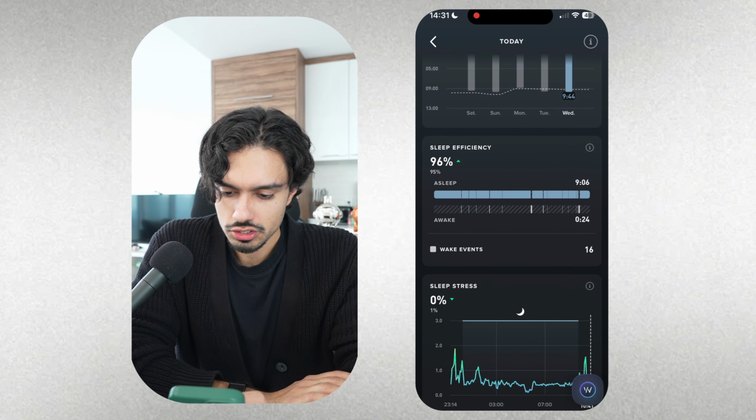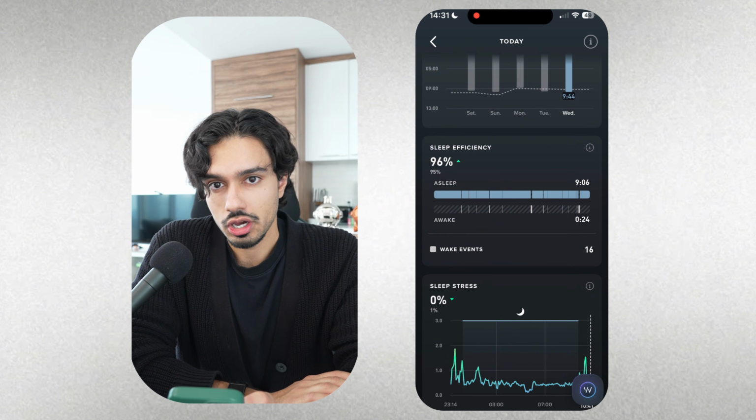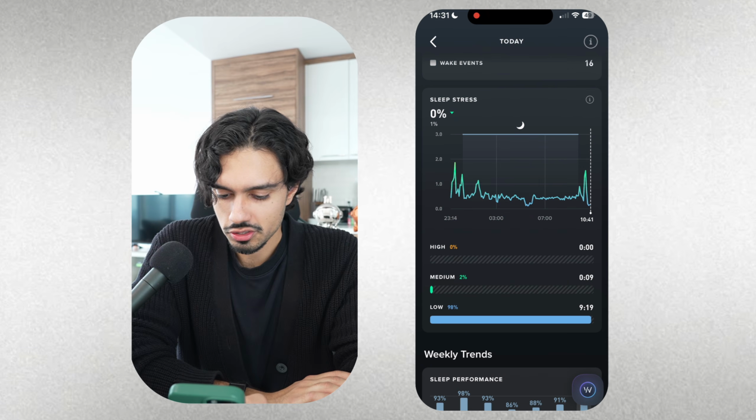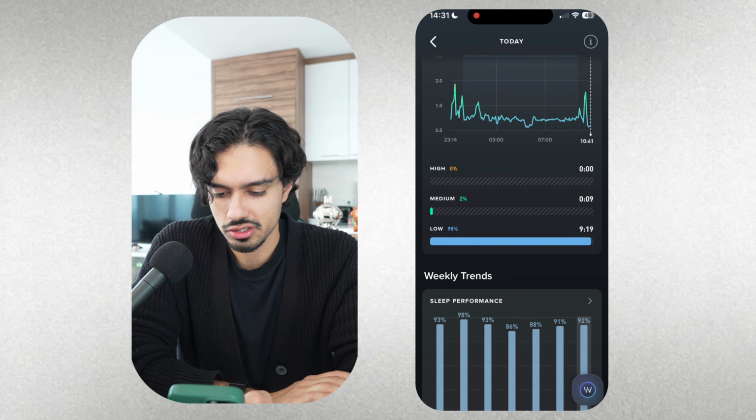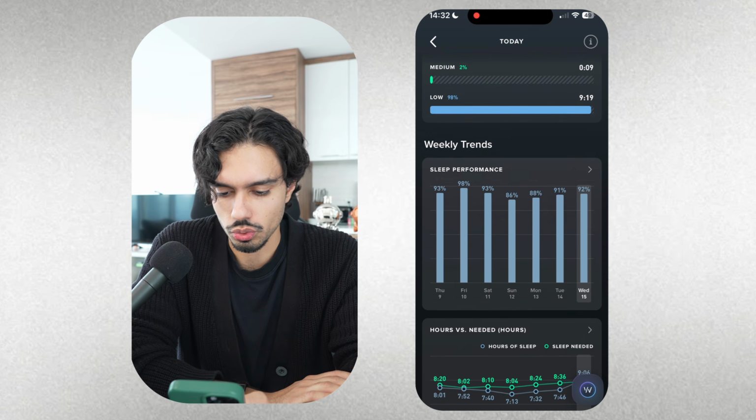Then sleep efficiency. So we talked a bit about this. How much do you actually wake up? How much do you spend asleep? So super important. Sleep stress over here. You can see that mine's pretty low, but I've seen some people have quite high sleep stress. So that's just something to work on.